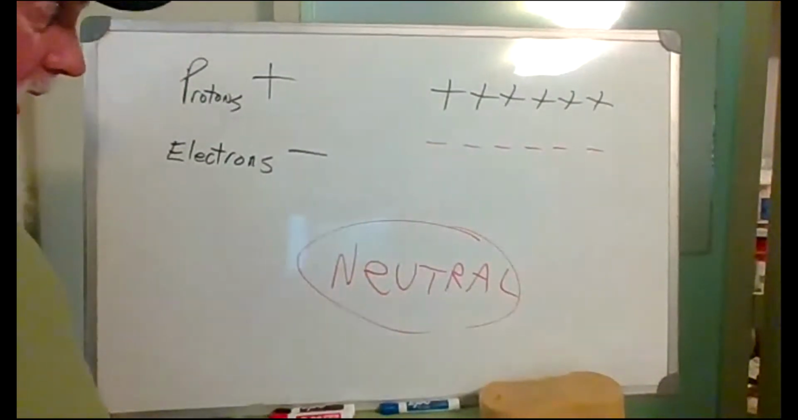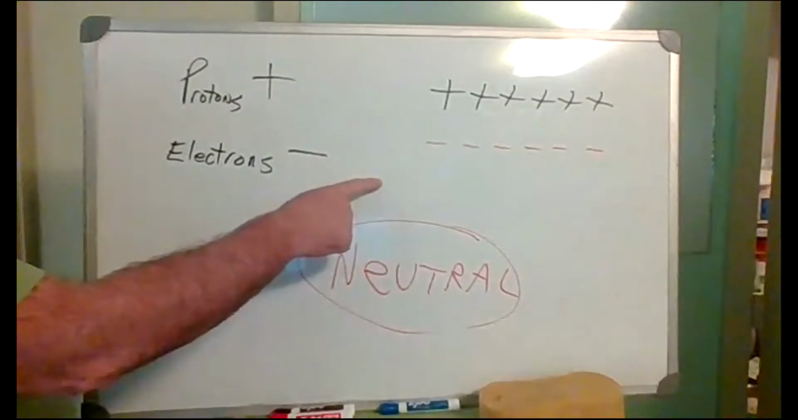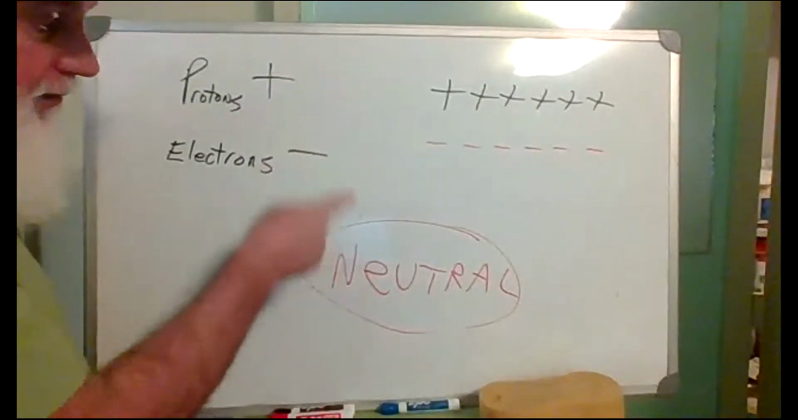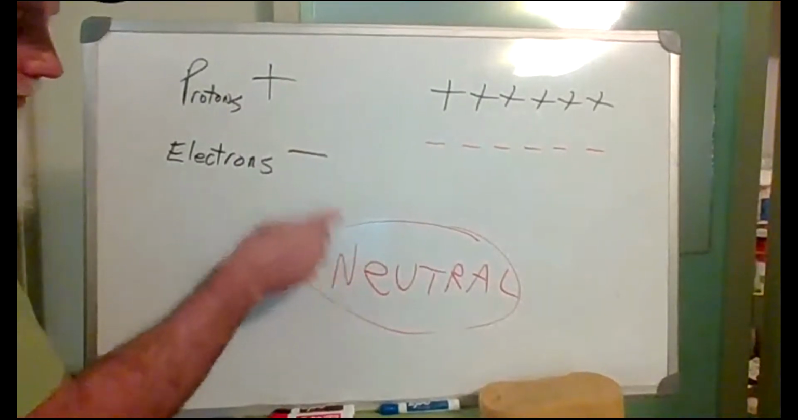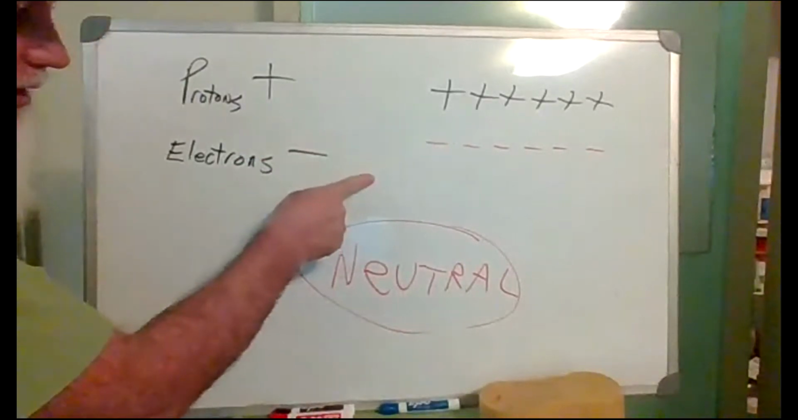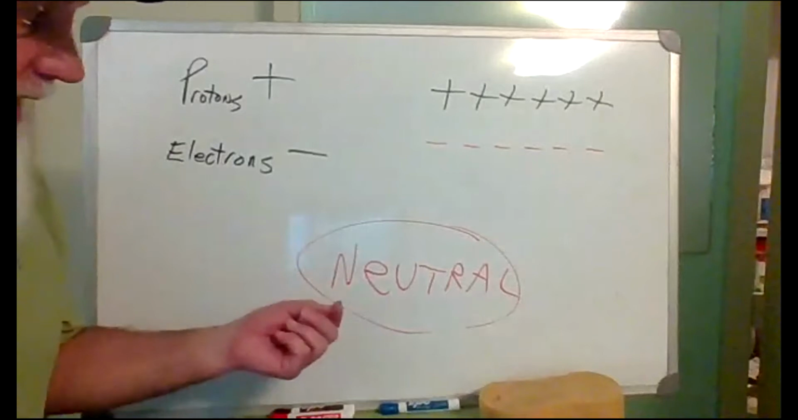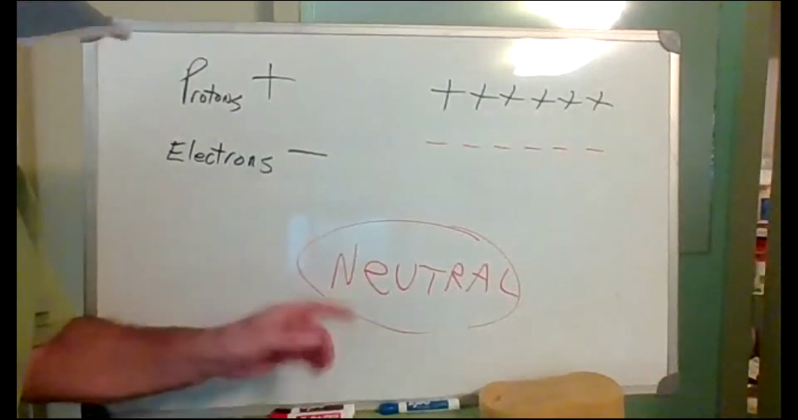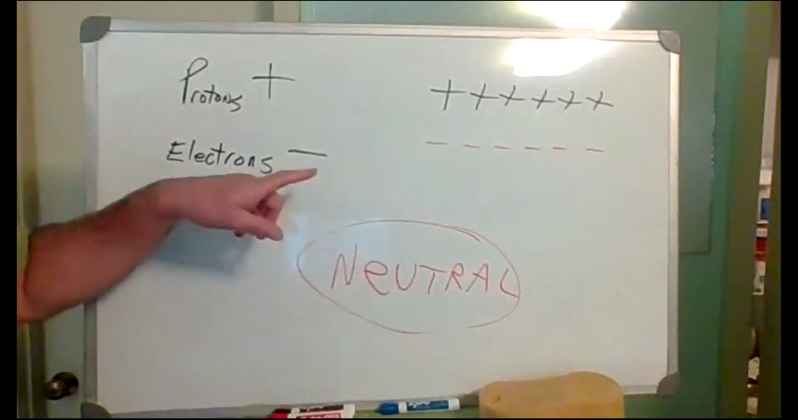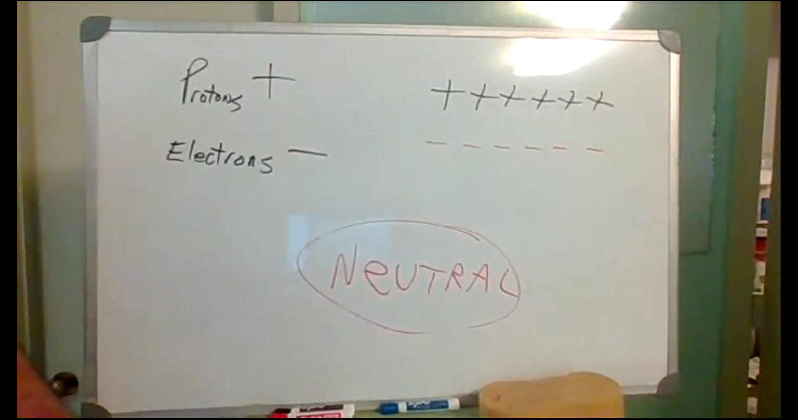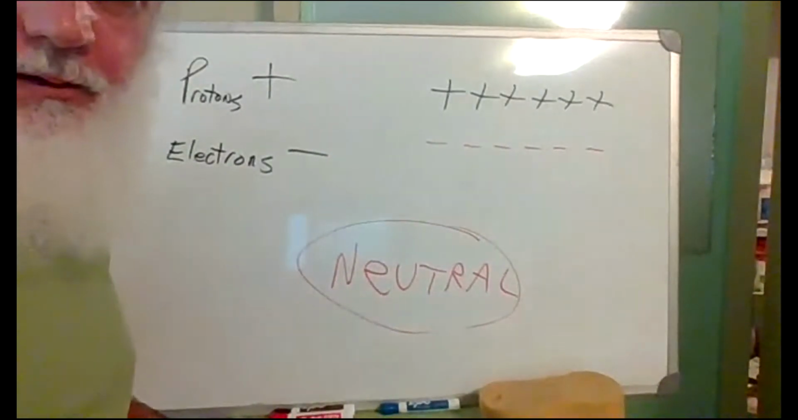Okay. So does everybody understand that? The number of electrons in a neutral atom is equal to the number of protons, which is equal to the atomic number. I'll say that again. The number of electrons in a neutral atom must be equal to the number of protons, which is equal to the atomic number. Any questions on that?